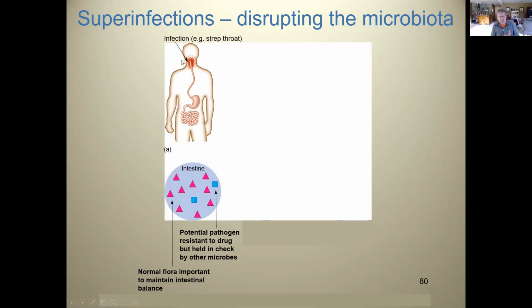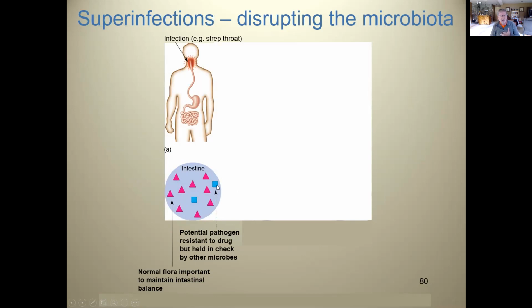Now, prior to taking the pill, the antibiotic, we have a whole host of bacteria, hundreds of different species of bacteria actually in our gut. And we're going to just look at two. We're going to look at the normal bacteria. We'll depict those guys as the pink triangles.